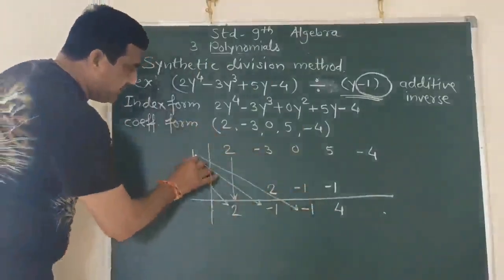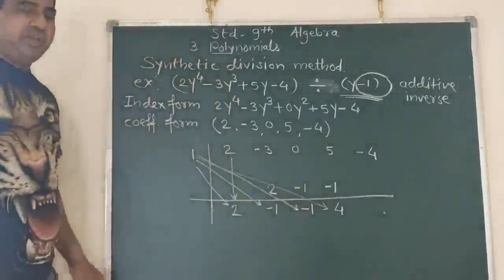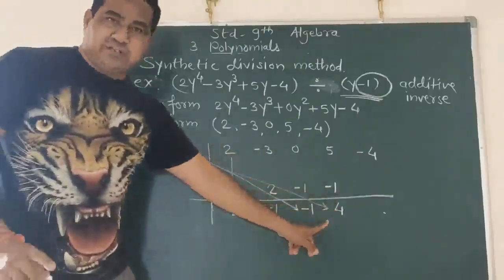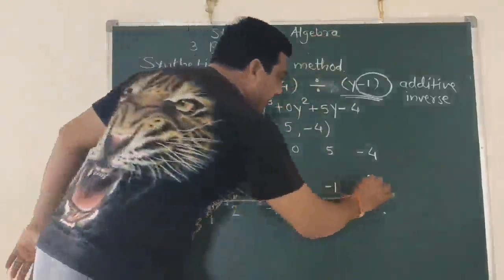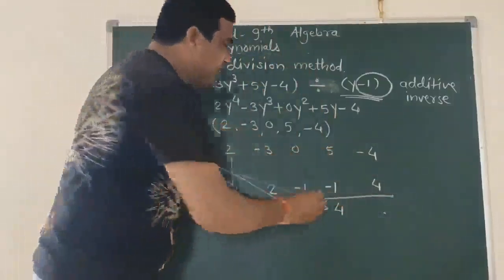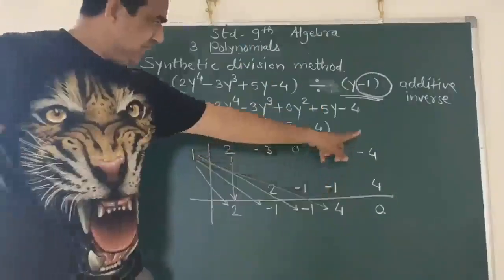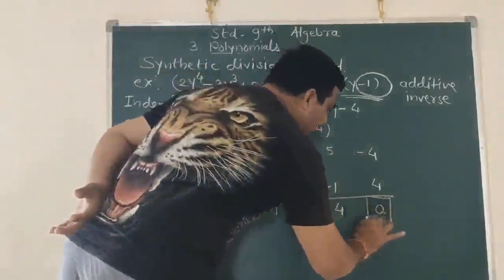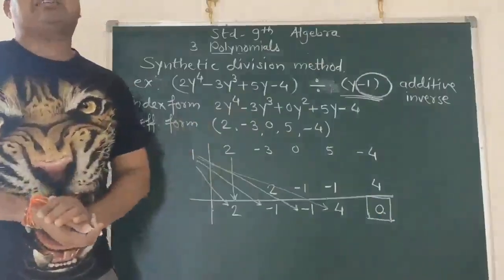Now again, you have to perform the product of these two. 1 into 4, that is 4. Write this product below the next coefficient. So minus 4 plus 4, 0. So what will be your last answer? You have to make a square bracket for your last answer.